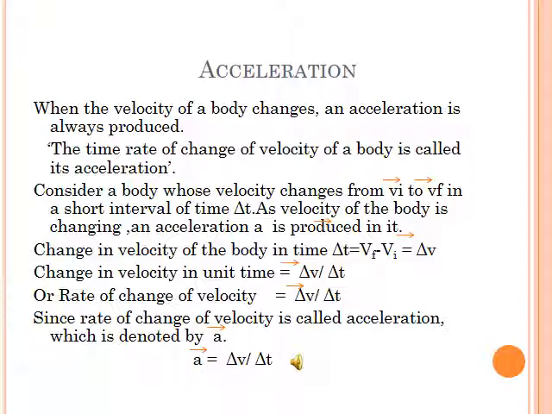Then change in velocity of the body in time delta t is equal to final velocity minus initial velocity. Vf minus Vi is equal to delta V. Delta V means change in velocity. Then change in velocity in unit time is equal to delta V upon delta t, and the rate of change of velocity is called delta V upon delta t. Since rate of change of velocity is called acceleration, which is denoted by small a, how can we calculate acceleration? Change in velocity divided by time.